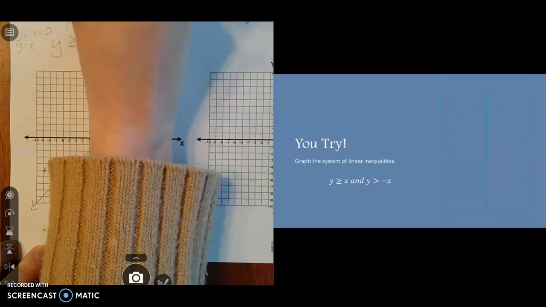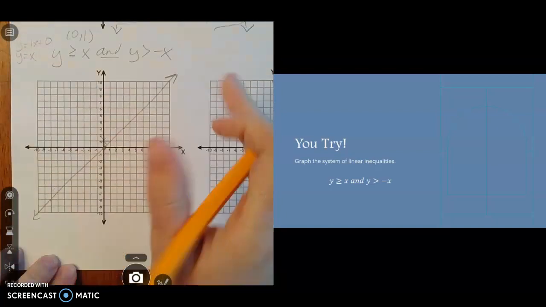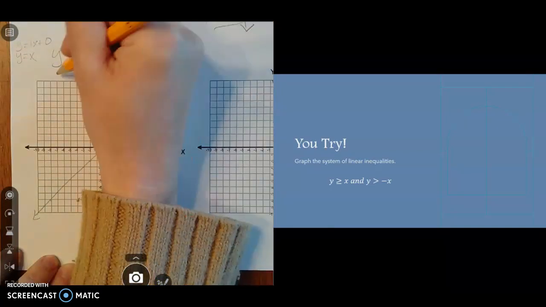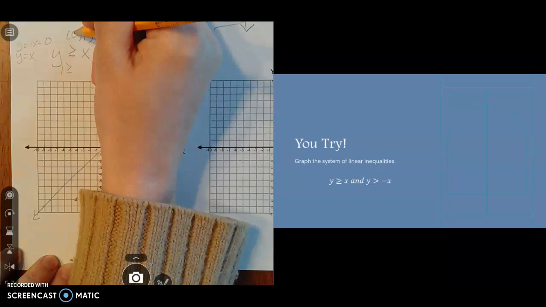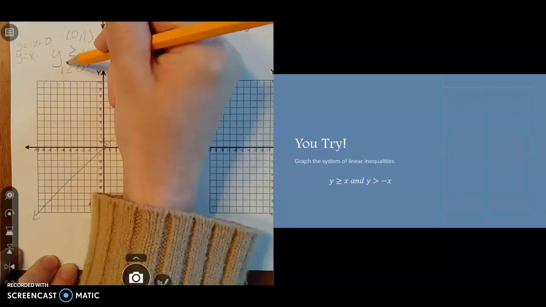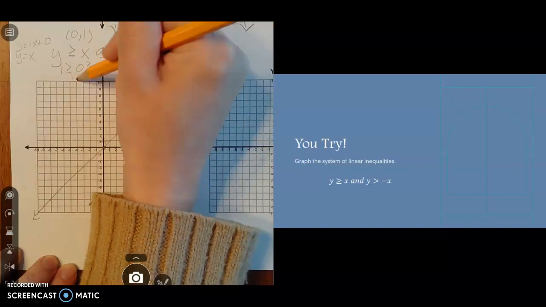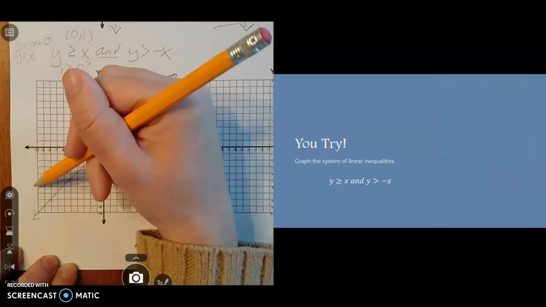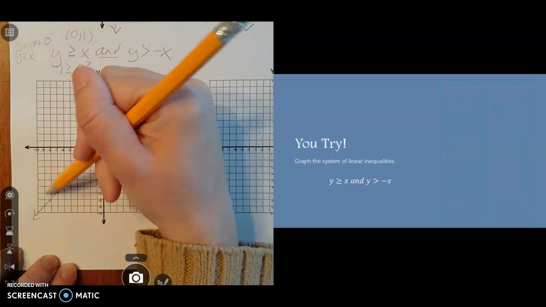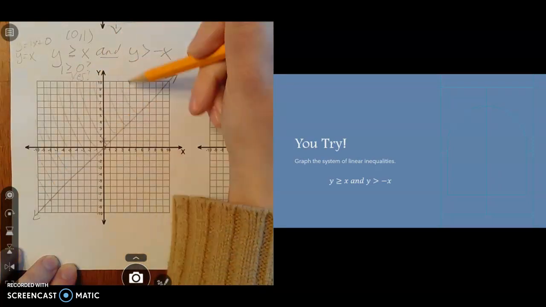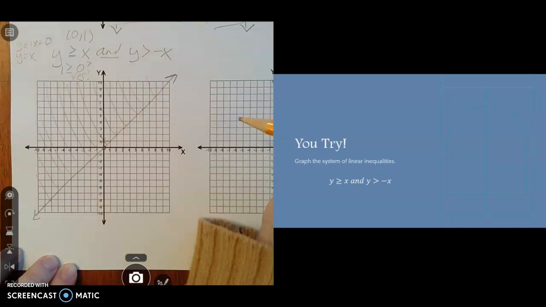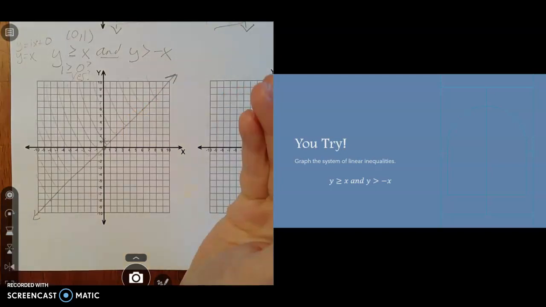So if I use the point 0, 1, then 1 would be my y, 0 would be my x. And my question is 1 greater than or equal to 0? Yes, it is. 1 is bigger than 0. So I'm going to shade in the direction of my test point this way. Okay, and I'm lightly shading because I need to do that intersection later.